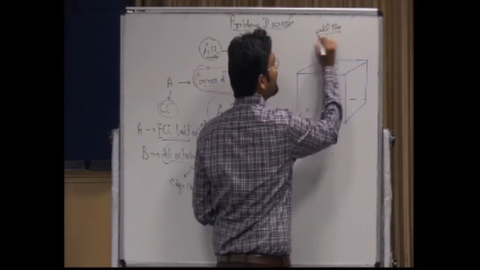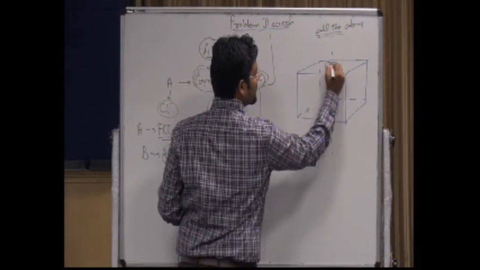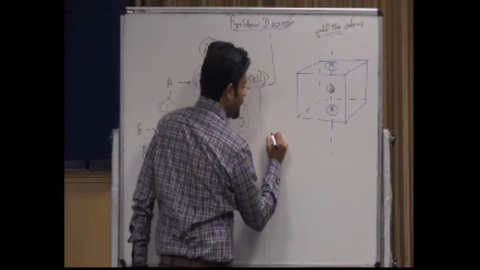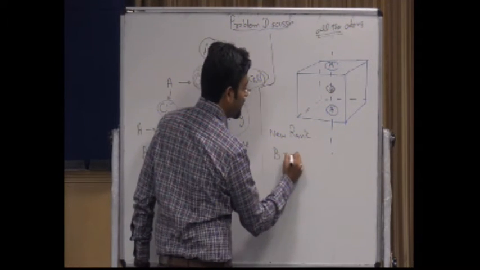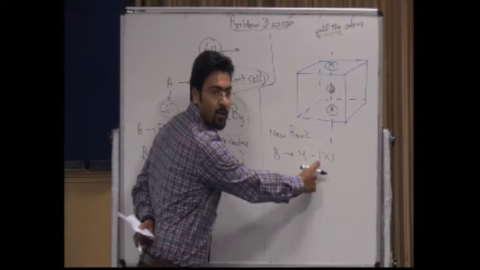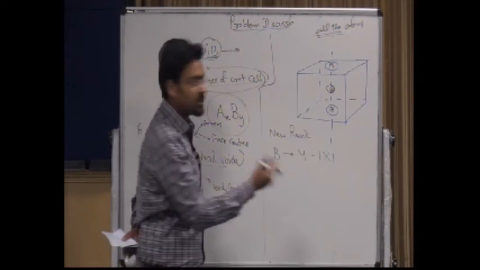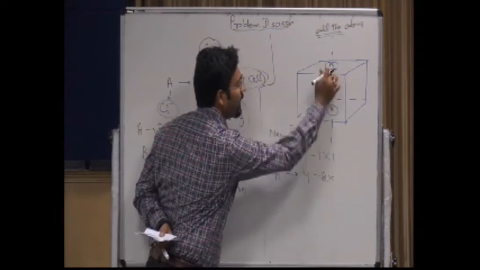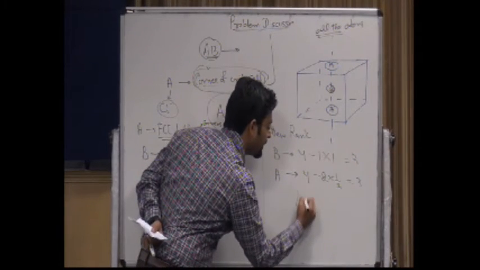So if I've removed all the atoms, then in that case, this is your B and this is A. One of the B atoms would also have been removed from the body center. So now the rank will be, for B, 4 minus 1 into 1. How 1 into 1? I've removed one particle of B and its contribution as of its volume is whole because it's present in the body center. For A, it was 4 initially, I've removed 2A and each particle contributes half of its volume. So which means 3, and its formula will be A3B3.